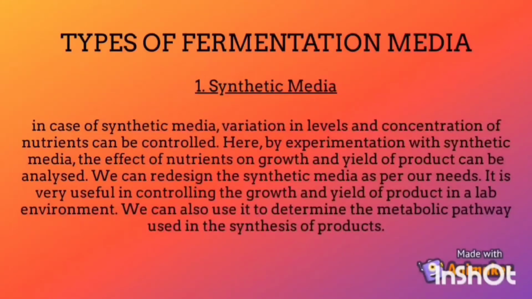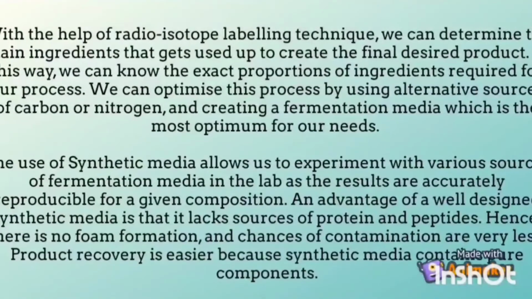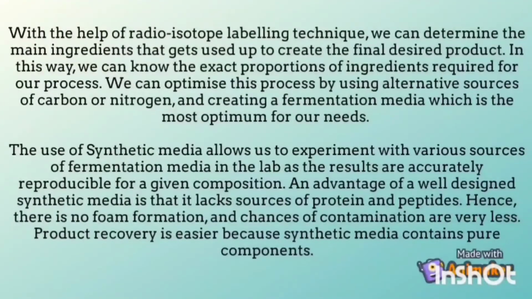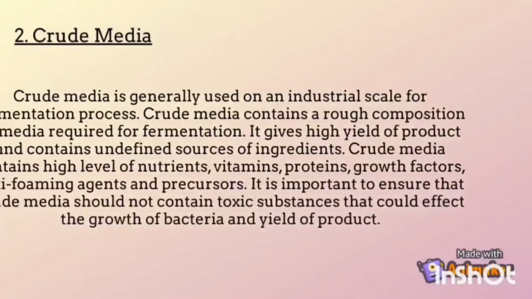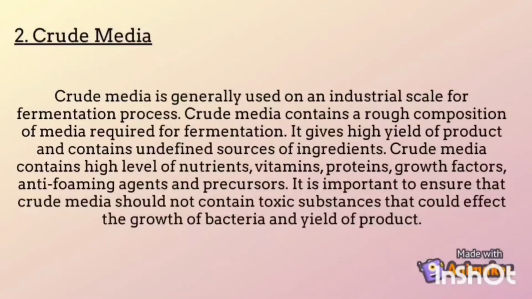In this media, the concentration of nutrients can be controlled and the yield of the product is analyzed. It can control both growth and yield of production. With the help of radioisotope labeling technique, we can determine the main ingredients that get used up to create the final desired product. Crude media. It is generally used on an industrial scale for fermentation process. It gives high yield of product and contains undefined sources of ingredients.